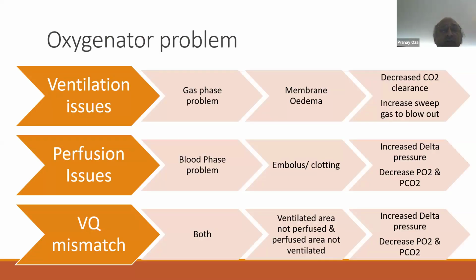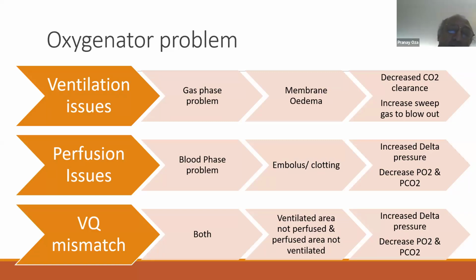So what are the problems you can get with the oxygenator? You can have ventilation issues. That basically takes place in the gas phase, and you get membrane edema. Whatever oxygen we give through the gas phase is a cold oxygenation, so it gets condensed and can cause membrane edema. Even if we are giving a sweep gas, we are not able to deliver it because there's condensed water there. The sweep gas flow is going to be decreased, and it can lead to a decrease in CO2 clearance.